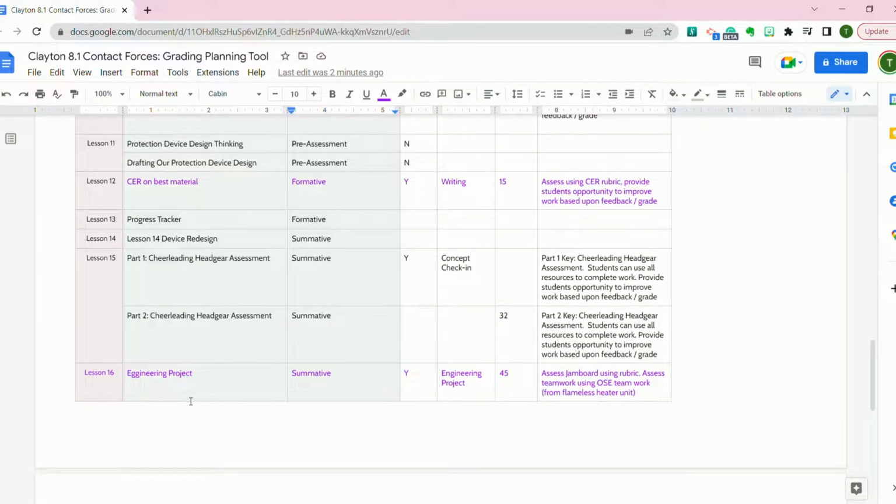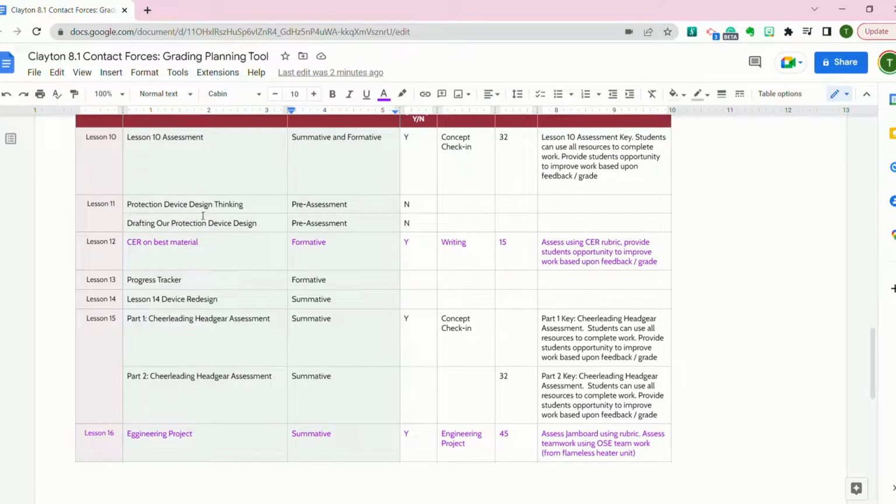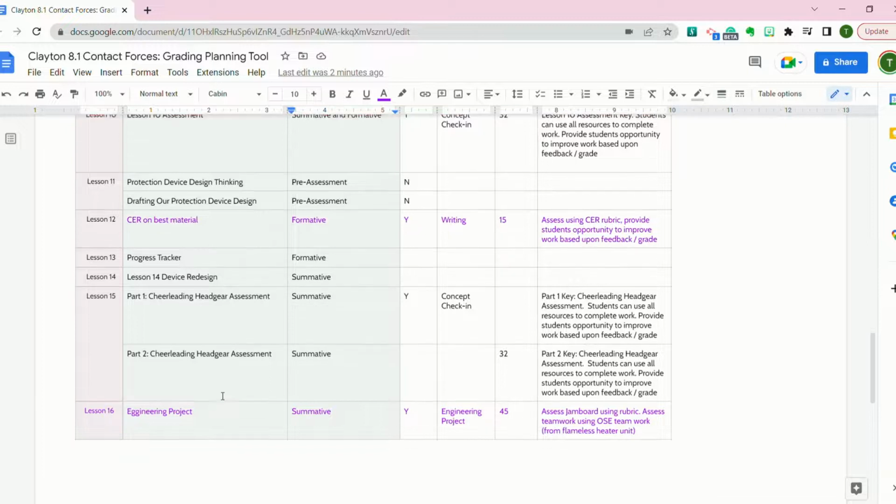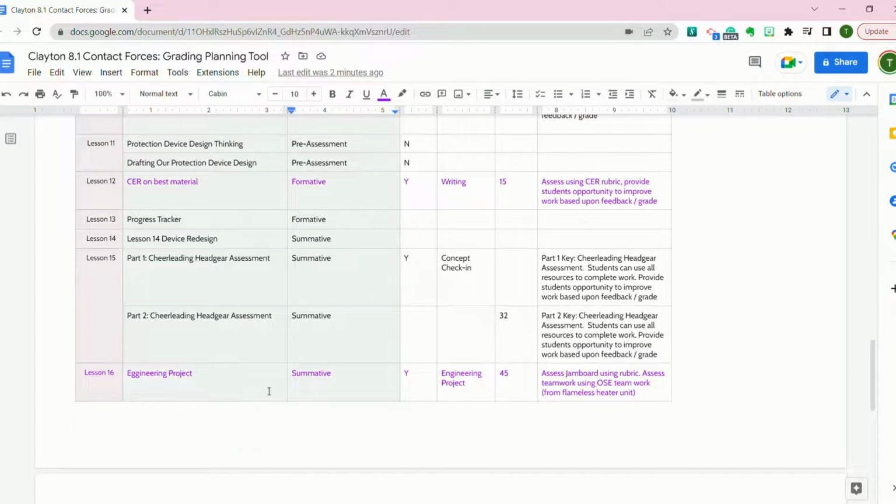So these lessons up here that we did move through or skip, they get combined into this engineering project that we do. And we have this larger scale project where the kids are actually building a car that protects this little egg person that we have. And so we've developed a Jamboard that has lots of different components of the project, and we assess that using a rubric that we've developed. And we also assess their teamwork using the OpenSciEd teamwork rubric. That's from the Flameless Heater unit.